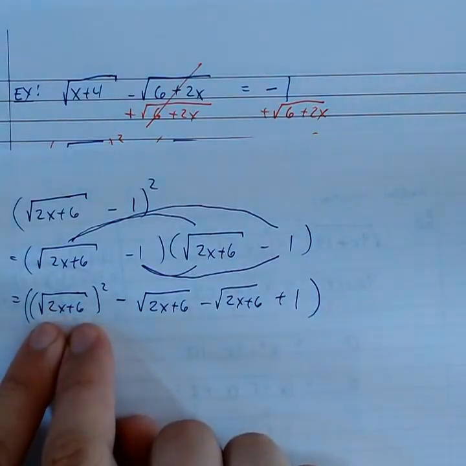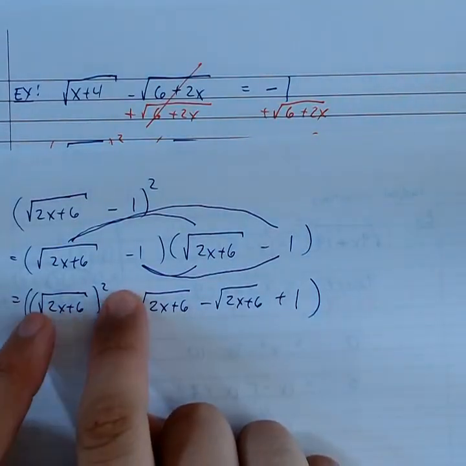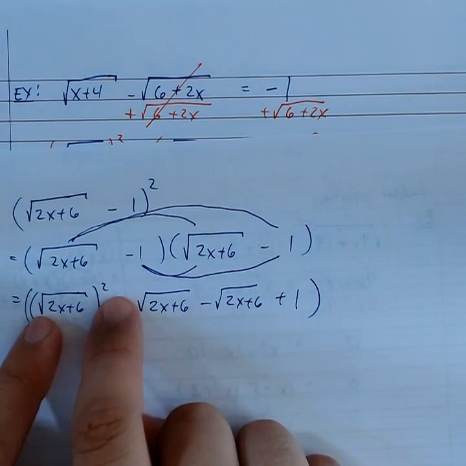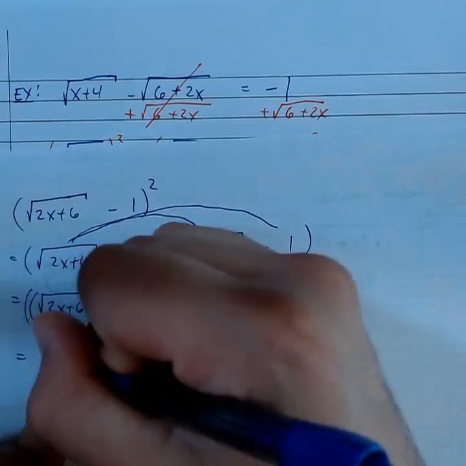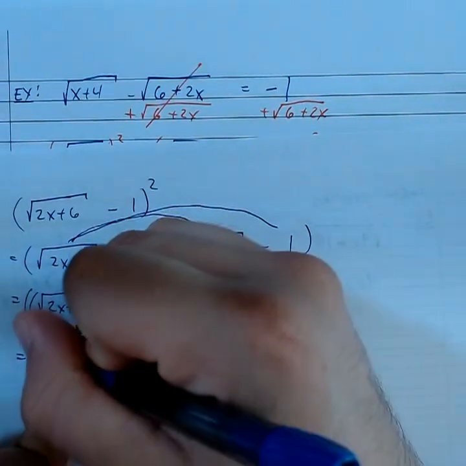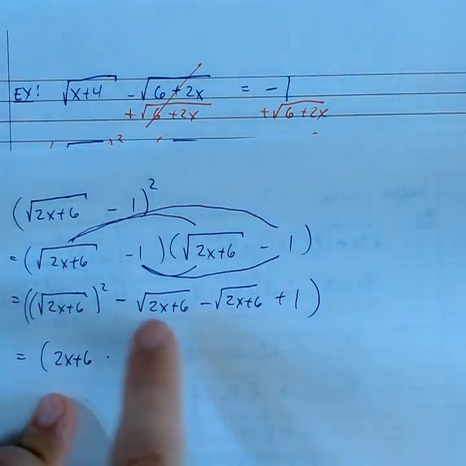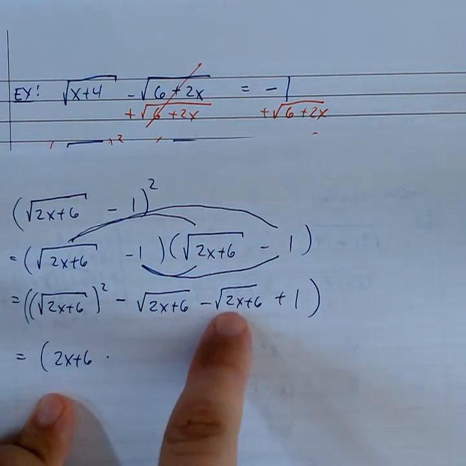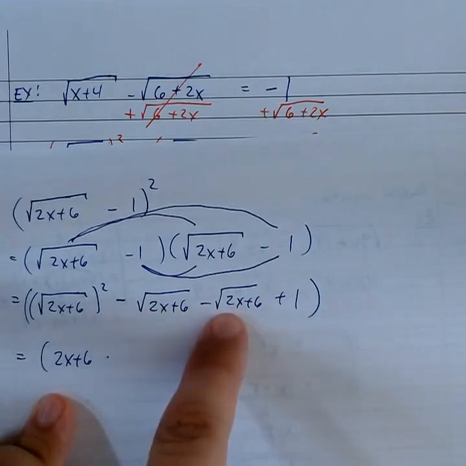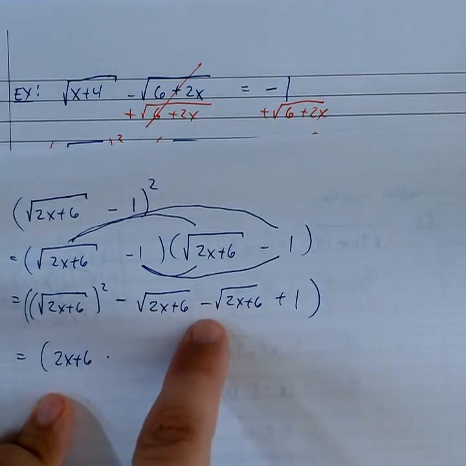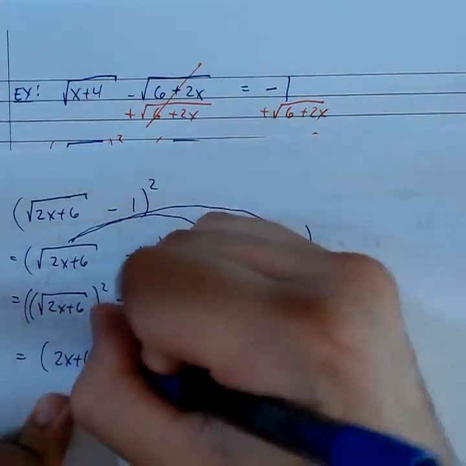Here, notice that I have a square root that's being squared. That's just going to give me the radicand, which is 2x plus 6. So that's going to be 2x plus 6. Notice I have minus the square root of 2x plus 6 minus another square root of 2x plus 6. These are like terms, so I can combine them. Minus one of these minus another one of these is minus 2 of these.